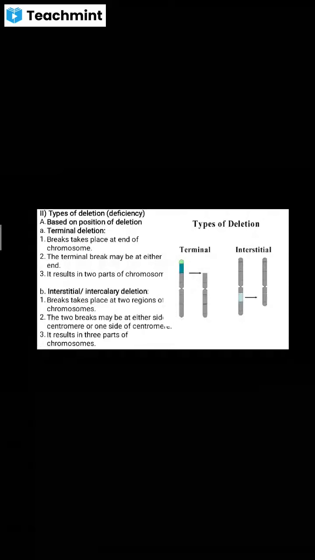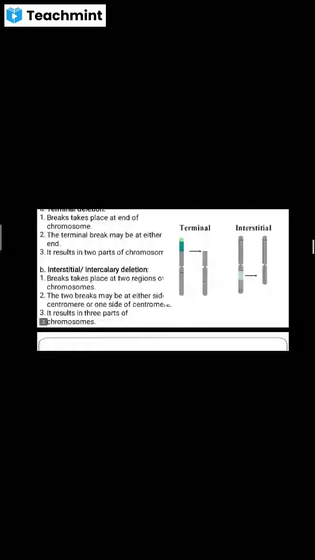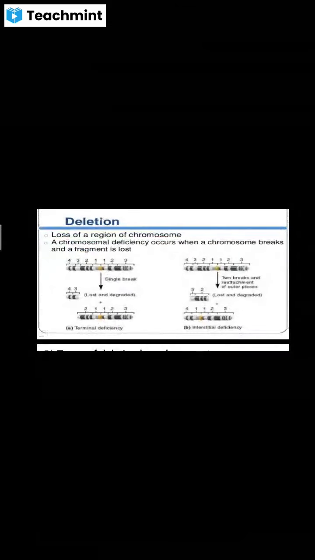फिगर में आप देख सकते हो, इंटरस्टिशियल डिलीशन में वहाँ पे जो भी क्रोमोसोम है, that will be differentiated into three parts. Mostly these interstitials, they are breaks at the two regions, and at the terminal there is the breaking at the one end of the chromosome.